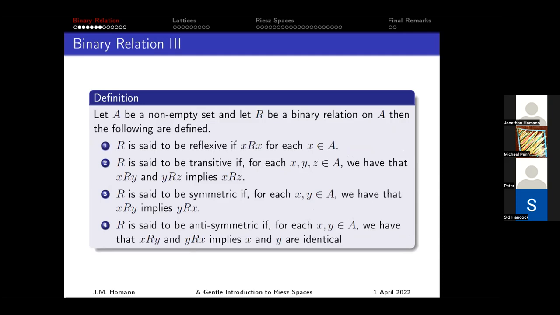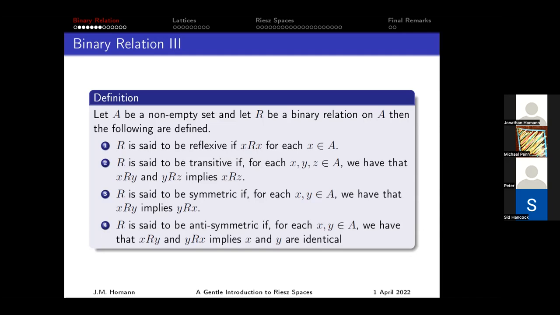So now we're going to take a non-empty set A, and we're going to let R be a binary relation on A, so just a non-empty subset of the Cartesian product of A with itself. And we'll introduce some more terminology here. We'll say that R is reflexive if X is related to itself for each X in A. We'll say that R is transitive if for each X, Y, and Z in A, we have that X R Y and Y R Z implies that X R Z. So if X is R related to Y and Y is R related to Z, then X is R related to Z.